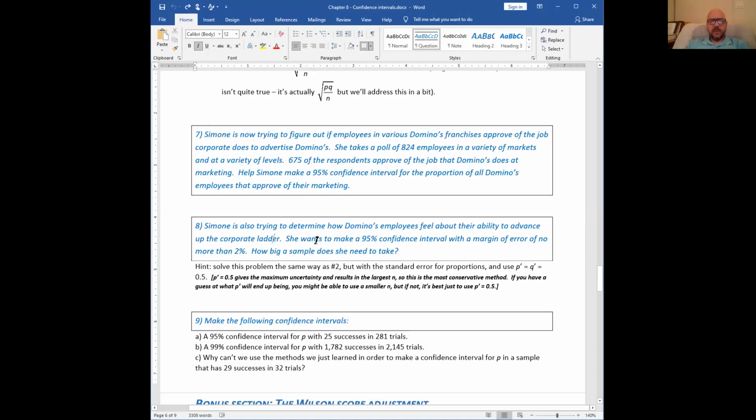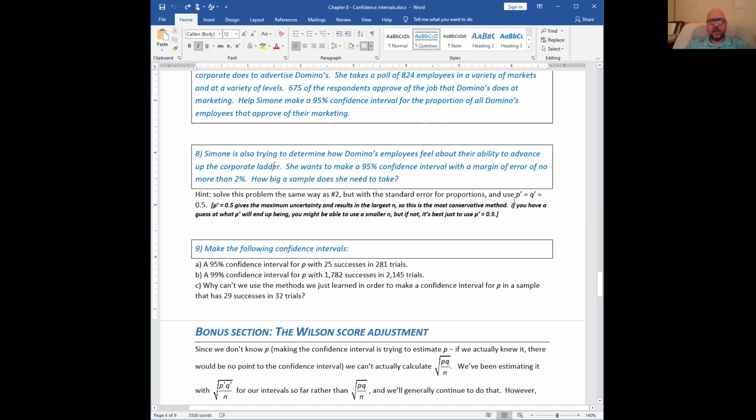So there's still the same question about how big a sample should Simone take, right? If she has a particular precision and confidence level in mind, then we can figure out how big a sample she needs to take. Now, we're gonna do it the same way. We're still just gonna solve for n. Now, here's the thing. Takes a little explaining for why this is the case, but if you choose p prime as 0.5, that gives you the most conservative estimate.